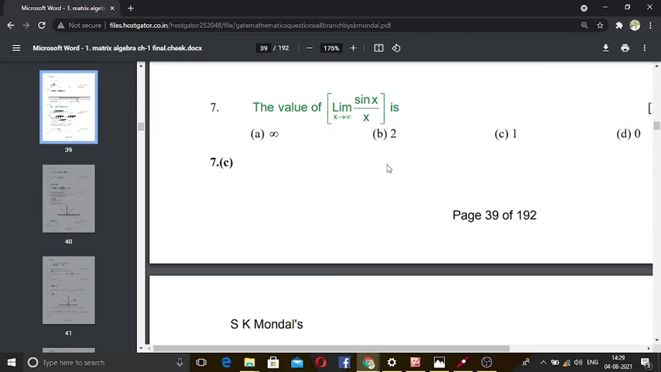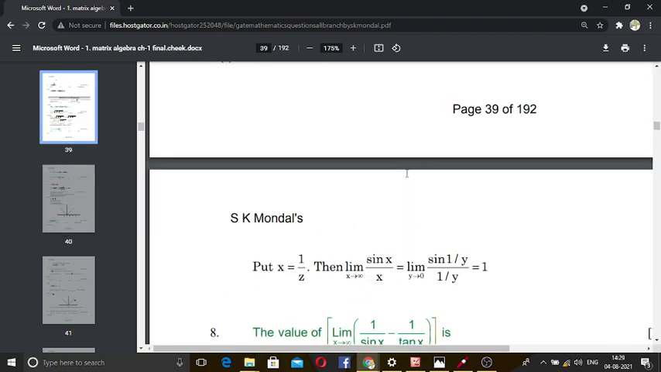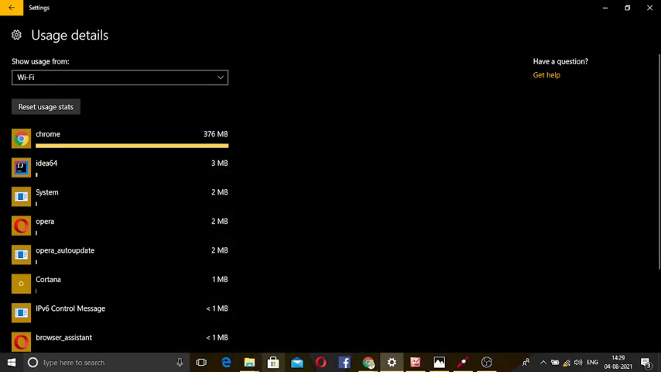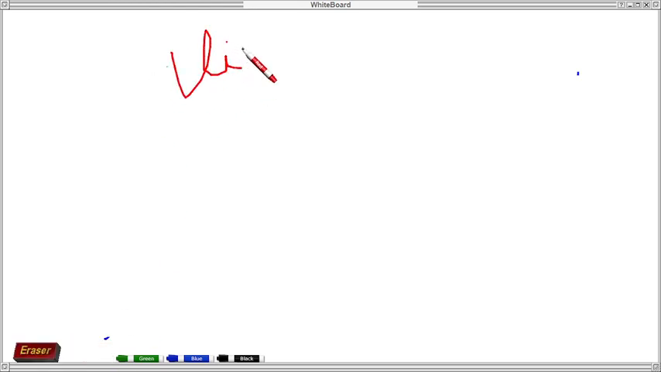Okay, so this is a question you can try. The question asks, what is the value of this? The question is a limit extended to infinity. This question is also very easy. You can solve this by L'Hopital's rule, which is important for your GATE examination.